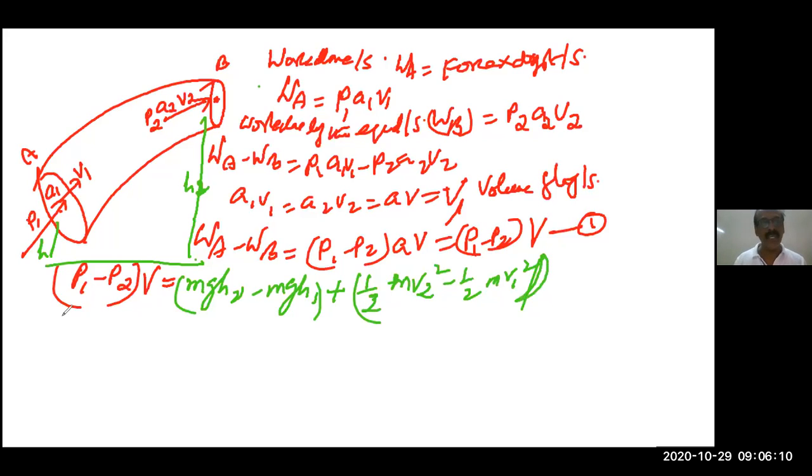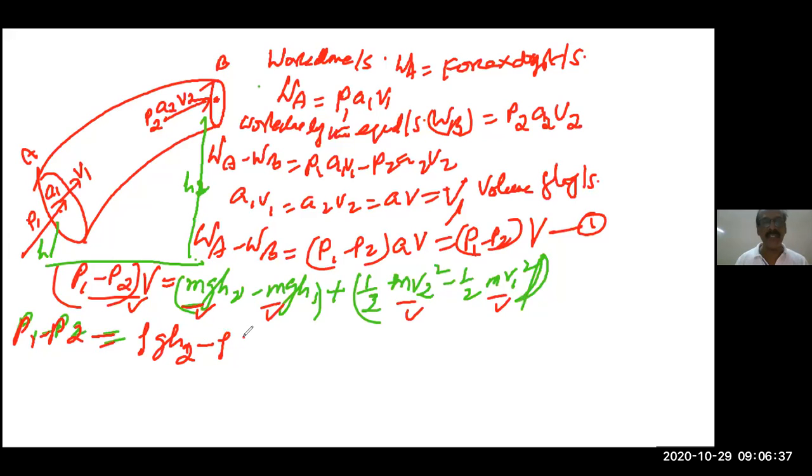Clear? Now you see, throughout divide by V, this capital V. Then P1 minus P2 is equal to, here it is mass by volume, right? Everywhere we are dividing by V. So mass by volume is equal to density. So here we can write P1 minus P2 is equal to rho g H2 minus rho g H1 plus half rho V2 squared minus half rho V1 squared, where rho means density.